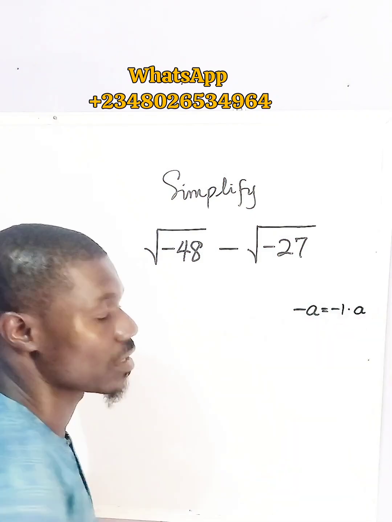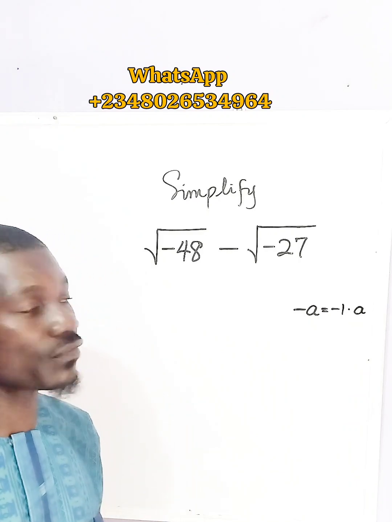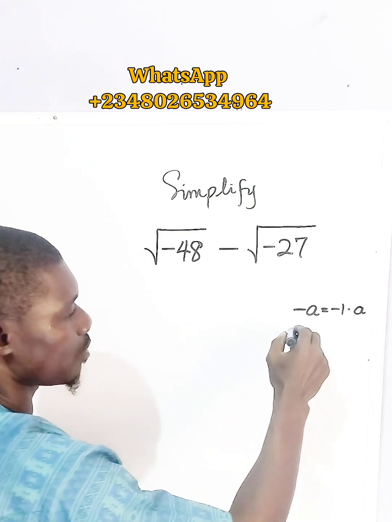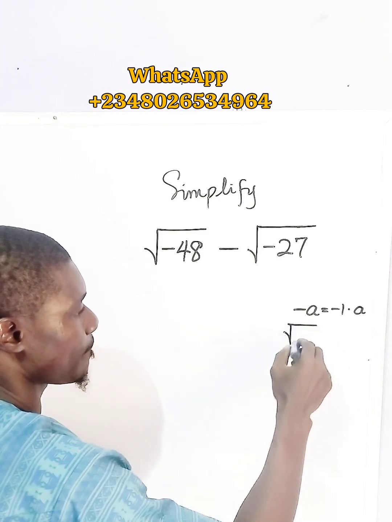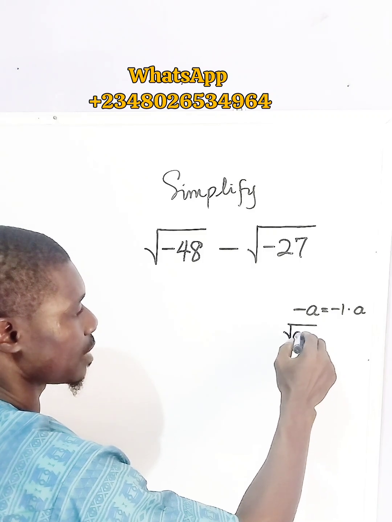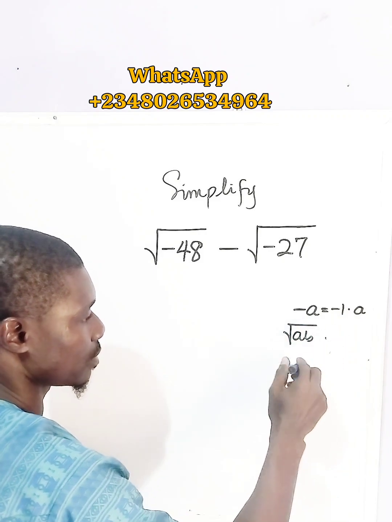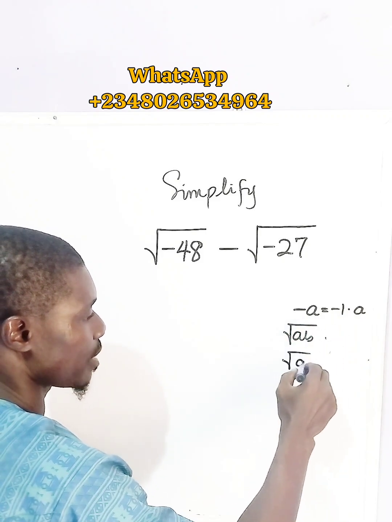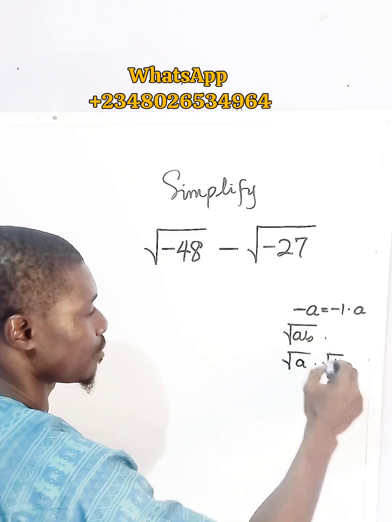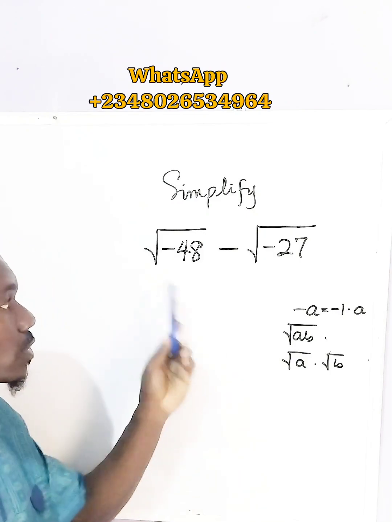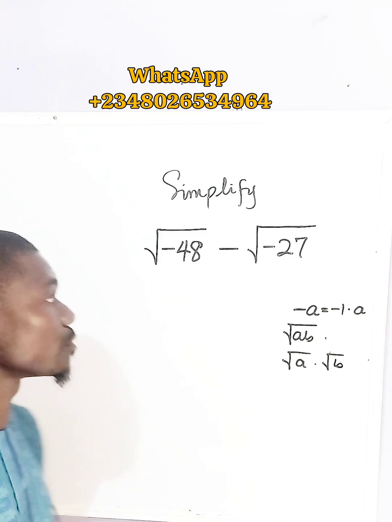times a. Now if this is true, and also according to surd rules, when you have the square root of AB, it is the same thing as saying the square root of A times the square root of B. Now we will need to apply this rule in this simplification process.